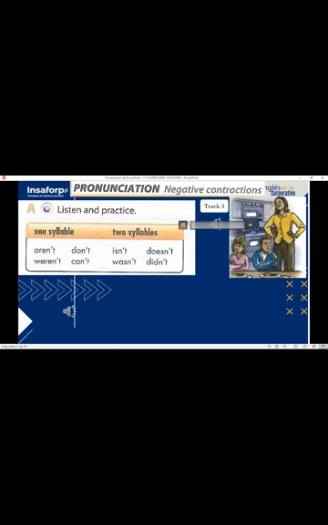Only listen and pay attention. Page 102, exercise 4, pronunciation. Negative contractions. Part A. Listen and practice. One syllable. Aren't. Weren't. Don't. Can't. Two syllables. Isn't. Wasn't. Doesn't. Didn't. Okay. Do you listen to the T sound? Aren't. Weren't. Don't. Can't. Okay. Now we can listen very clearly because I make an effort because I'm teaching. Okay, but when I speak, so there is no need for me to do it. But the sound has to be there, has to be articulated.